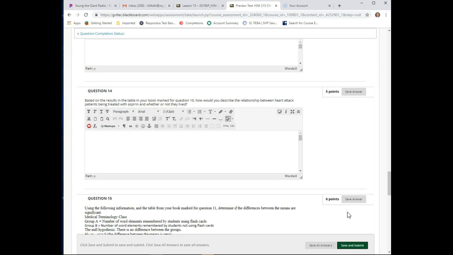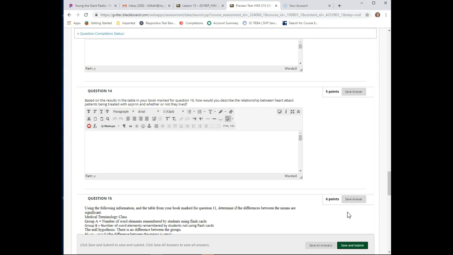So to type this in, this is what I expect. The results are statistically significant. There is a relationship between male heart attack patients who lived and took aspirin. All right.